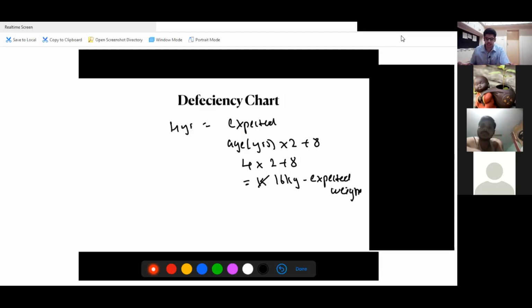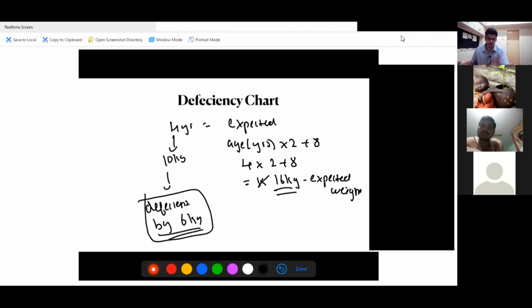So, according to the chart, the expected weight is 16 kilo, and this patient comes with a weight of 10 kilo. So this patient is deficient by 6 kilo. This is your first step. Before making a diet chart, just note he's deficient by how many kilos. Your patient is 4 years old and comes with a weight of 10 kilo. According to the formula, you want 16 kilo, so he's deficient by 6 kilo. Tell the parents your child is deficient by 6 kilo.